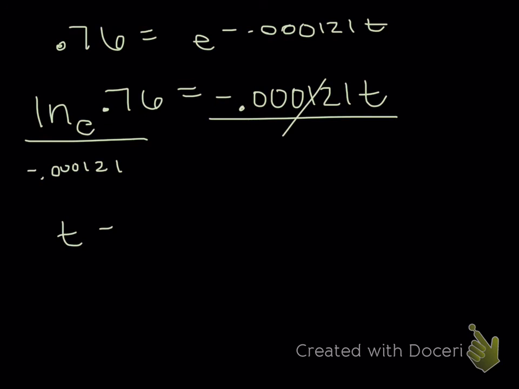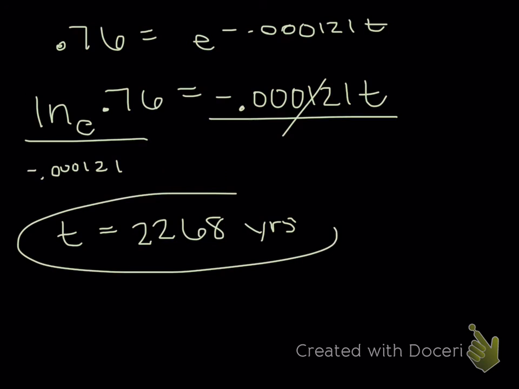So when I type this in the calculator, we'd have ln 0.76, close parenthesis, divide by negative 0.000121. And when we do that, we get approximately 2,268 years. So the objects that they found were about 2,268 years old, plus the number of years between 1947 and the current year. We're going to pick up and do some more practice on these types of problems tomorrow.